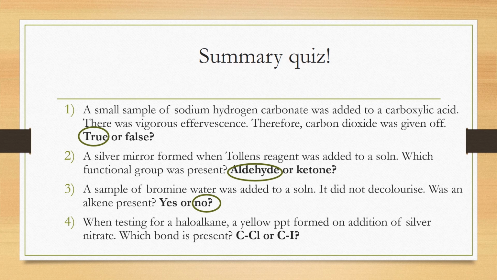When testing for a haloalkane, a yellow precipitate formed on addition of silver nitrate. Which bond is present? This is a carbon-iodine bond.